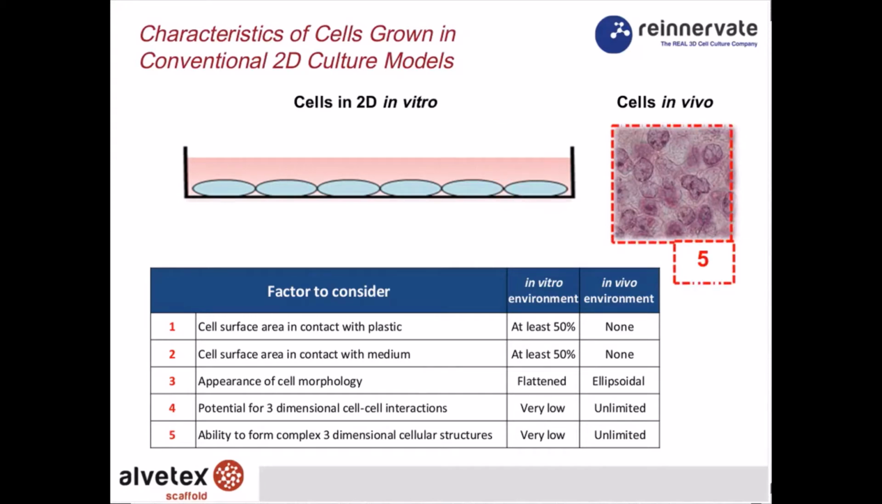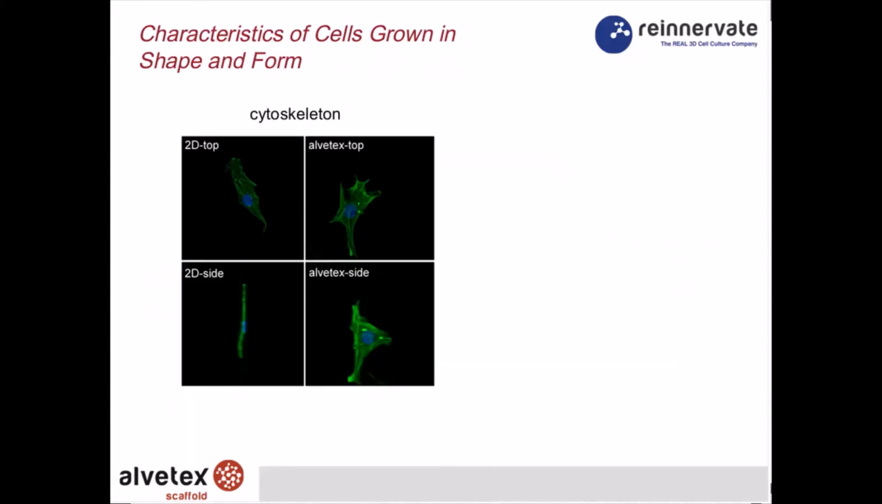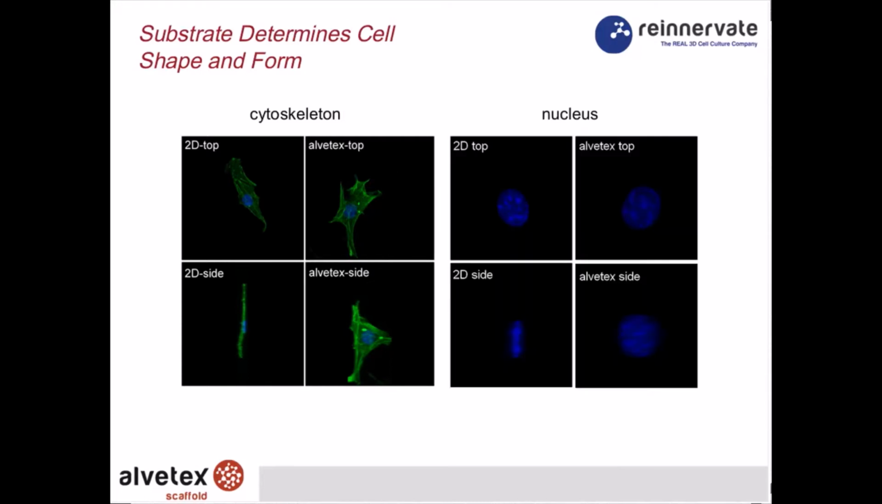So if you look at an individual cell, you can see how this fibroblast, which has been visualized using a confocal microscope, has become very flat in 2-dimensional culture, whereas in 3D, using our Alvetex technology, it's 3-dimensional all the way around. The same applies to the nucleus. See how the nucleus is very flattened here in 2D, whereas in 3D it's spherical.